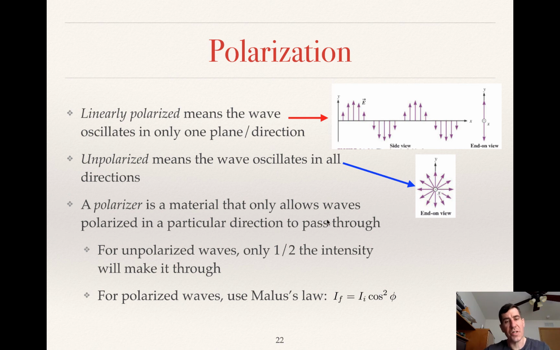And then what you can do is imagine different polarizers oriented at different angles with respect to each other. You can actually use what's called Malus's law to figure out what fraction of the intensity of the wave comes out. So the intensity coming out of the second polarizer is proportional to the initial intensity times cosine squared of phi, where phi is the relative angle between these picket fences, between these polarizers. And we'll do an example of this in class.